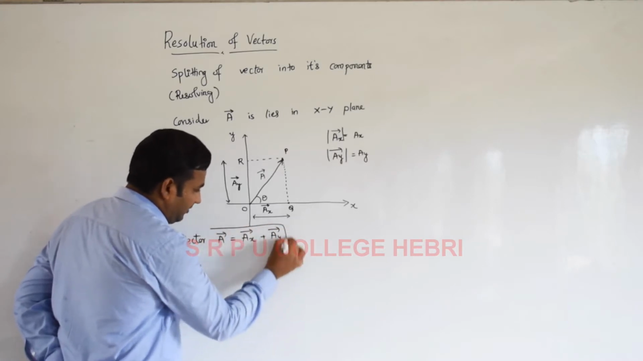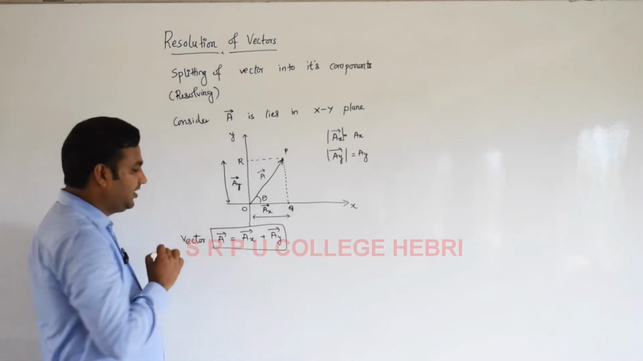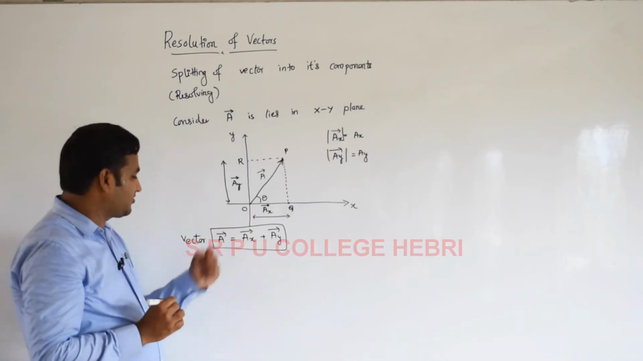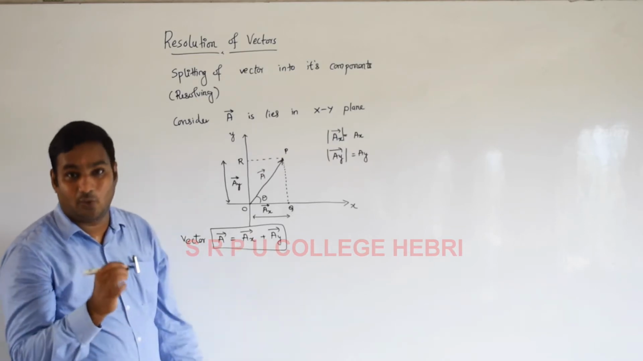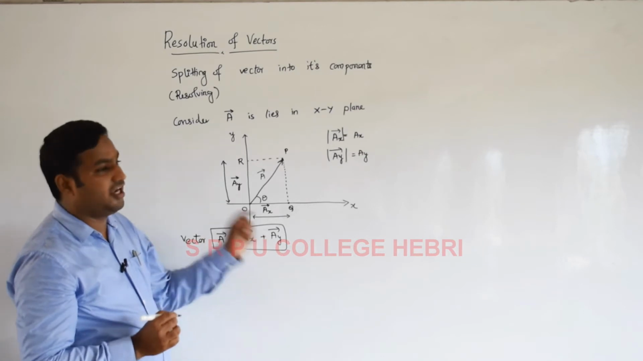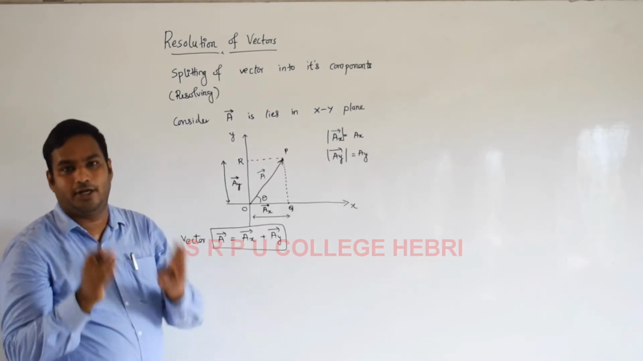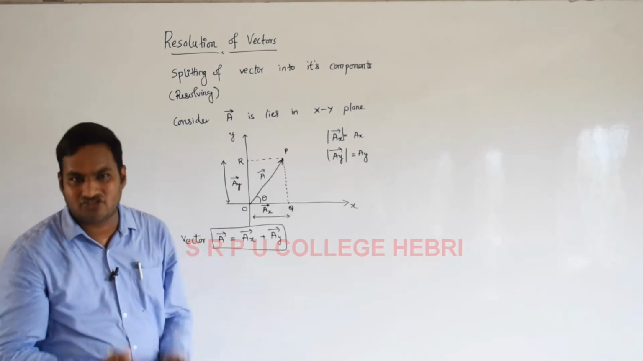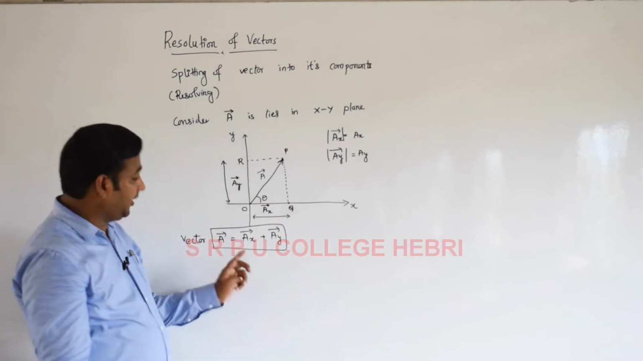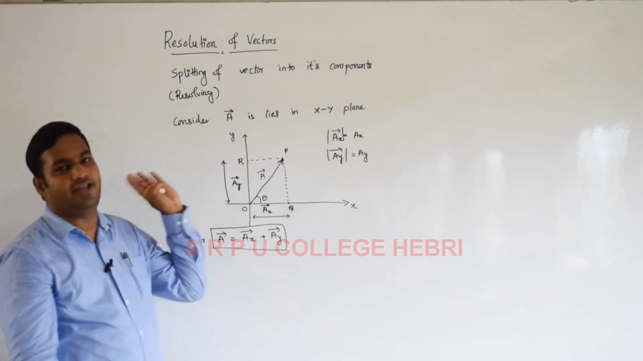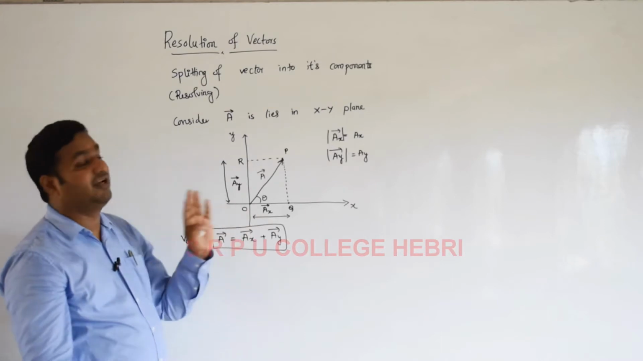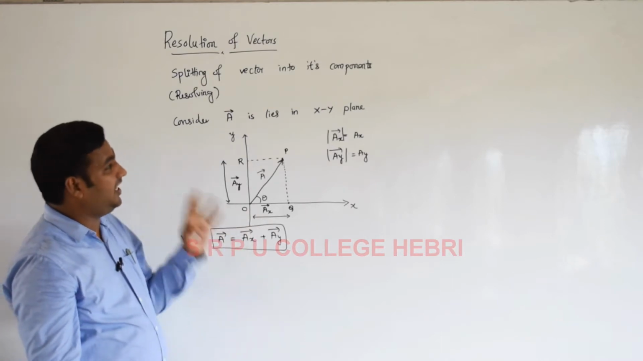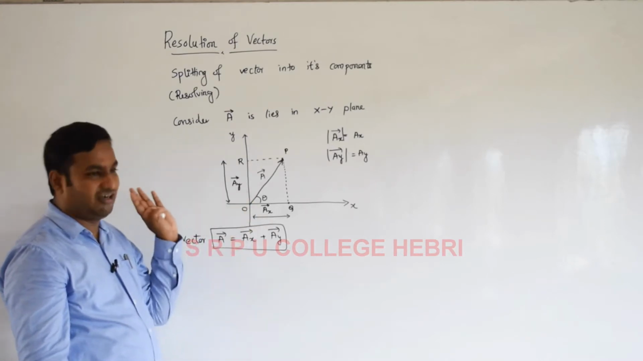Keep this result in your mind. Here vector A is nothing but AX vector along x-axis and AY vector along y-axis. Here AX vector and AY vector are the components made by vector A along x-axis and y-axis. Our requirement here is to find out AX and AY. To get AX and AY, we have to think about a right angle triangle.